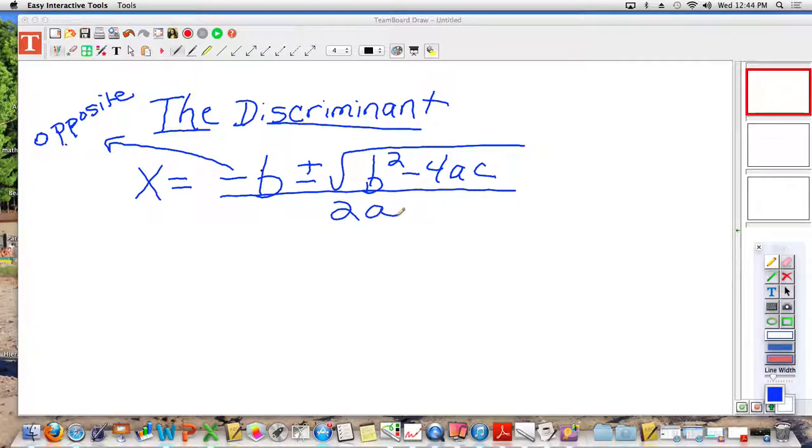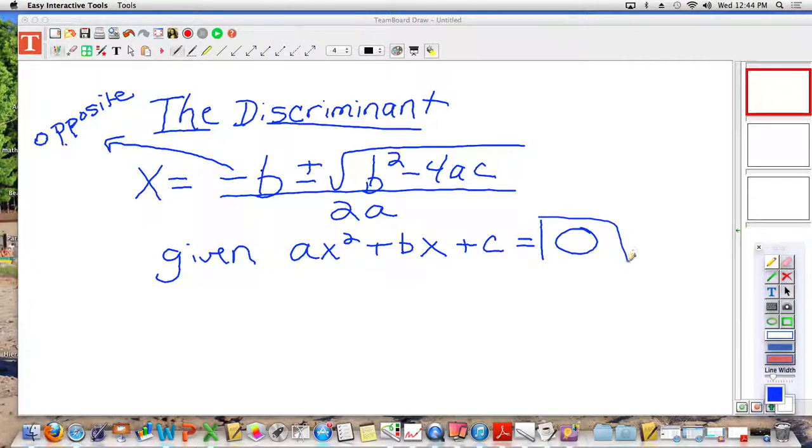This formula you use when you are given a quadratic equation that looks like this: ax squared plus bx plus c is equal to 0. So a big old box around 0, because the equation has to be equal to 0 in order to use the quadratic formula. If it is not equal to 0, you need to make it equal to 0 before you can attempt to use this.